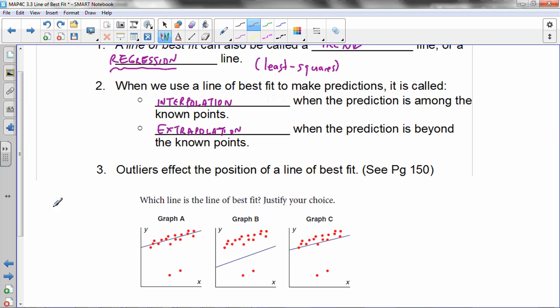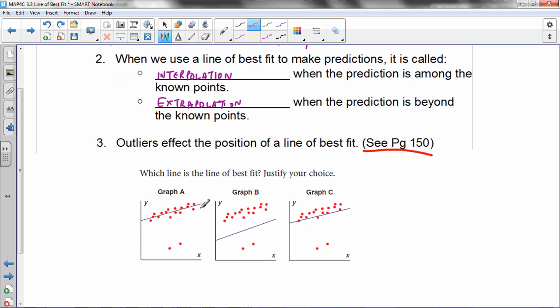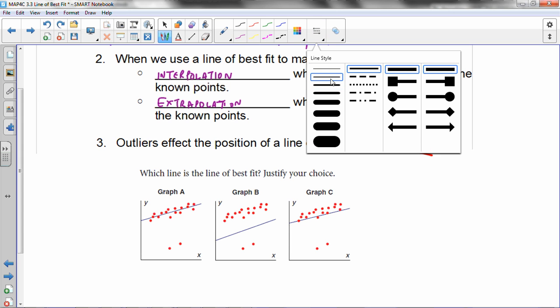Outliers affect the position of a line of best fit. Remember, we discussed the cases when we would include an outlier or not. This is from your textbook, and you don't have it on your sheet, but it is. Trust me. Which is the line of best fit? Justify your choice. This one looks good if you exclude the outliers, right?